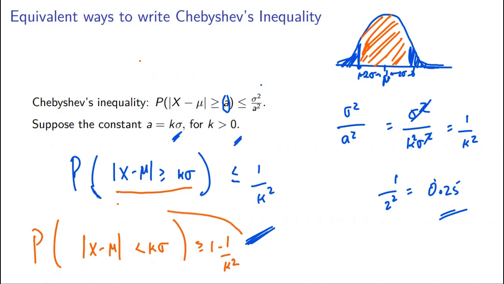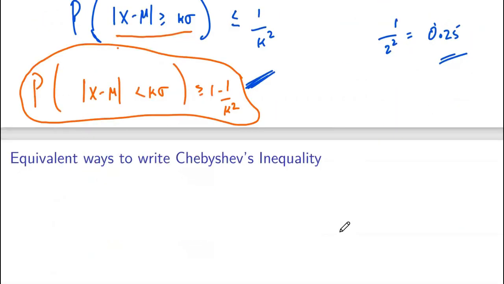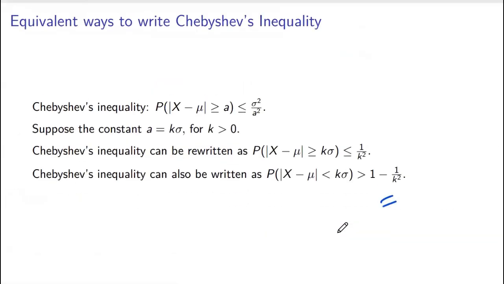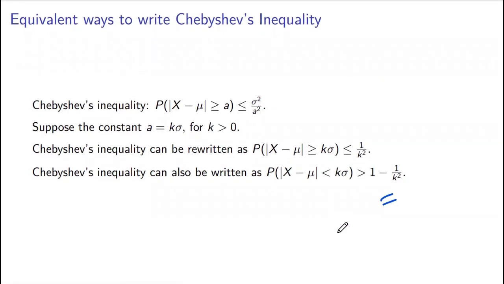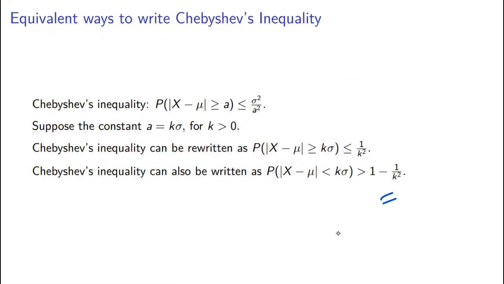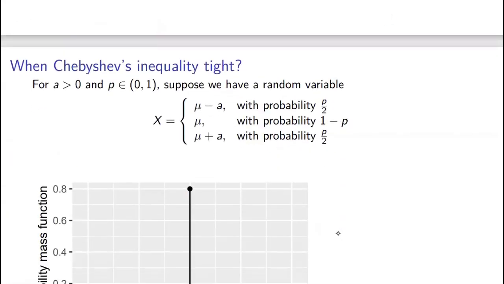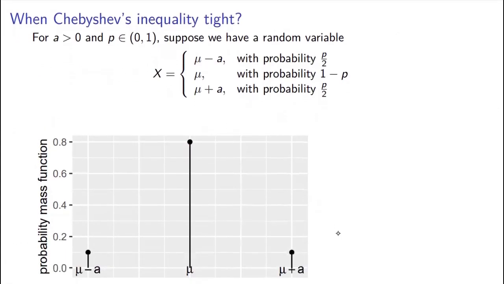And this is yet another equivalent way that you will find Chebyshev's inequality written in other resources. All right, so what we have shown right now is 3 different ways that you might find this inequality written, and they're equivalent. The last thing I want to do, one more thing, I think I've got time. It's sometimes interesting to think about, when is this inequality very tight?